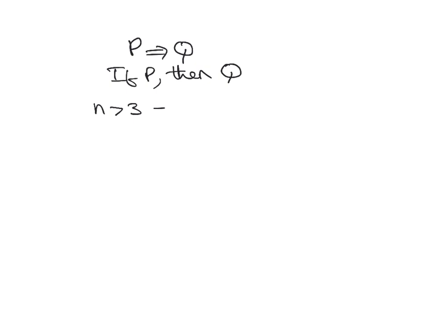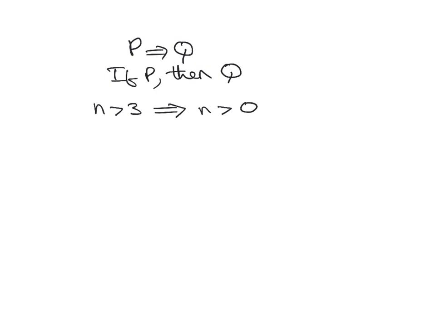This is a video about P implies Q. Or we can say that in another way, if P, then Q. So let's start with an example. So suppose we've got the statement n greater than 3 implies n greater than 0.